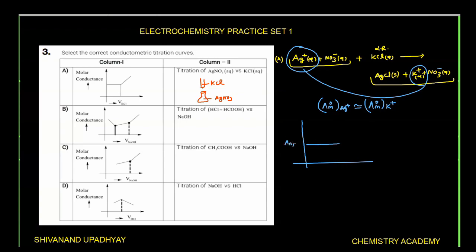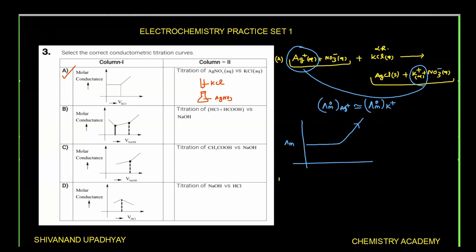It will remain constant. But when this reaction is over and again we are adding KCl, there is no reaction. So we are increasing the concentration of K plus ion and Cl minus ion in the system. So conductivity of the system is going to increase. So here the graph given in A option is matching. This is a correct graph. So A option is correct. Same way I can solve for the B option.